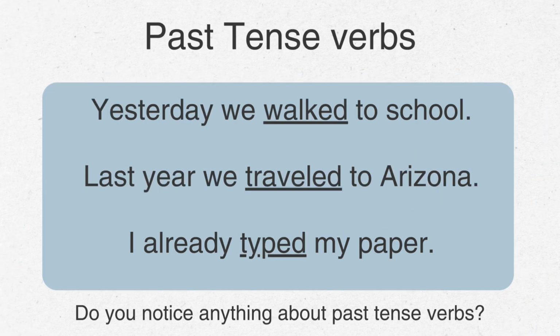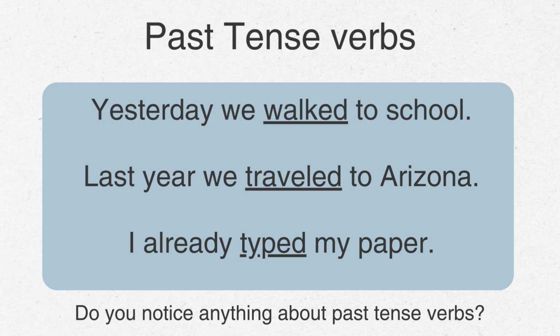Here are some examples of past tense verbs. Yesterday we walked to the school. Walked is our verb that shows that the action has already happened. Last year we traveled to Arizona. Traveled is the verb and it shows that the action has already happened. I already typed my paper. Typed is the verb, it's the action, and it shows that it's already happened.